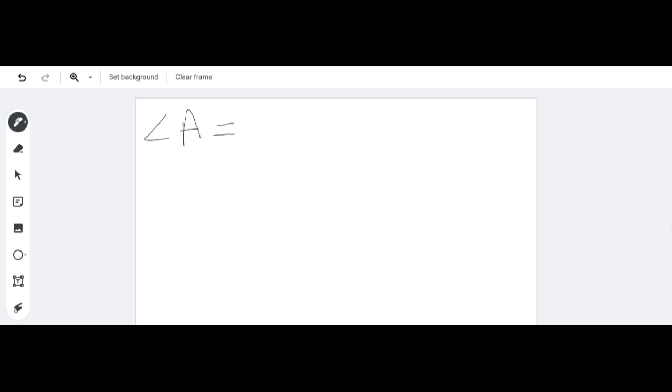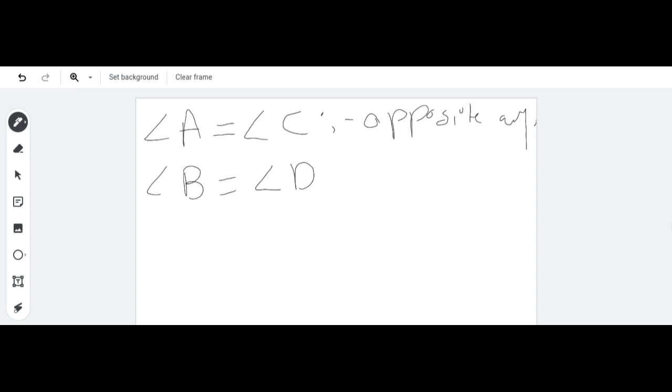Angle A is the opposite of angle C. And angle B is the opposite of angle D. So the reason is these are the opposite angles. I'm just putting the short form here. Okay, you have to write it complete with spelling. Okay, opposite angles. Got it?